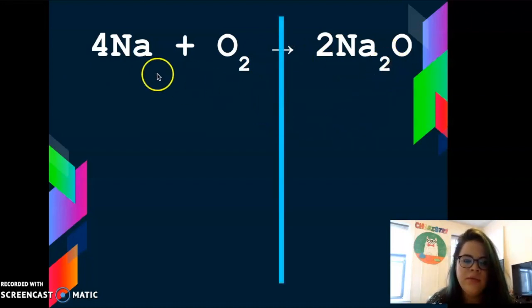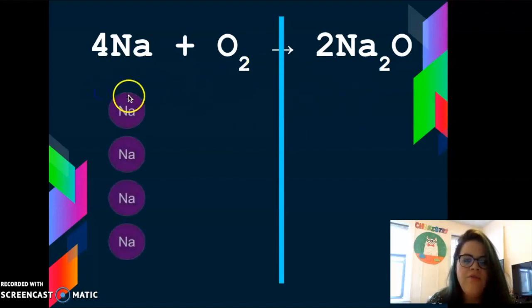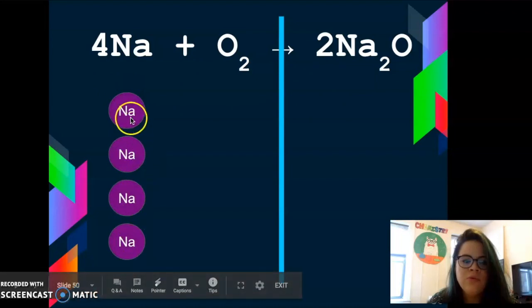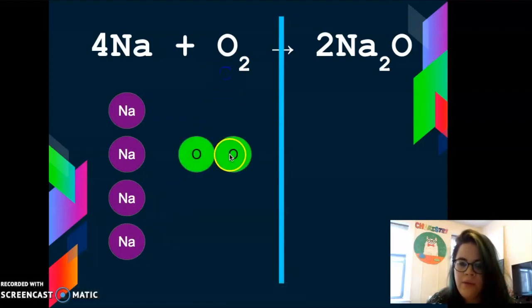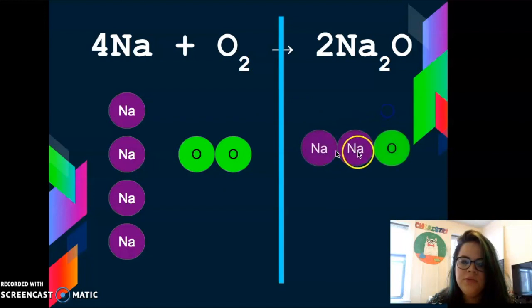Looking at this visually, I have my before and my after, my reactants and my products. I have 4 sodiums, so 4 moles of sodiums, 4 sodium atoms, either way I have 4 of them. I also have 1 diatomic molecule. Notice how these are touching, because touching, you remember, implies a chemical bond. And here I have a chemical bond, but it's between 2 sodiums and 1 oxygen.